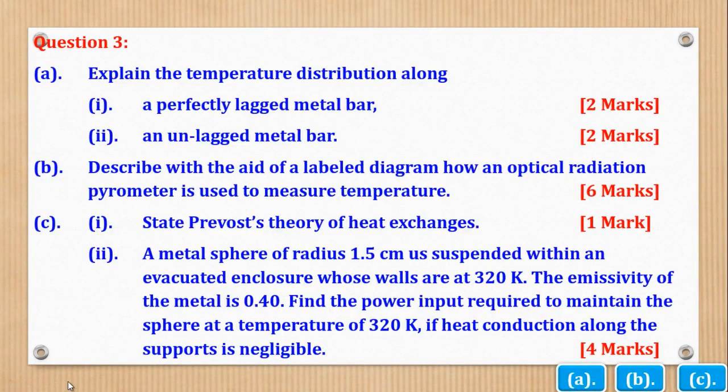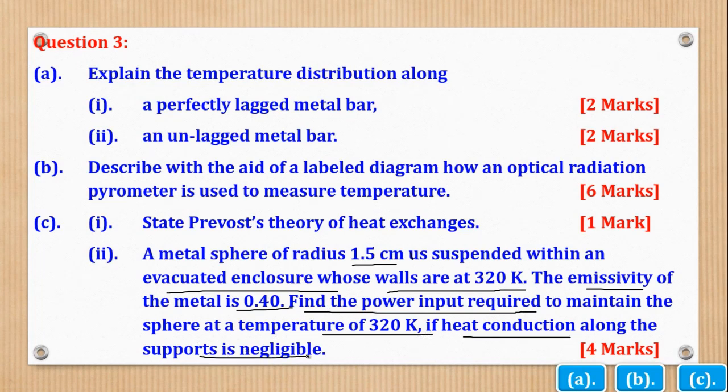Roman 2 says: a metal sphere of radius 1.5 centimeters is suspended within an evacuated enclosure whose walls are at 320 Kelvin. The emissivity of the metal is 0.40. Find the power input required to maintain the sphere at a temperature of 320 Kelvin if heat conduction along the supports is negligible.